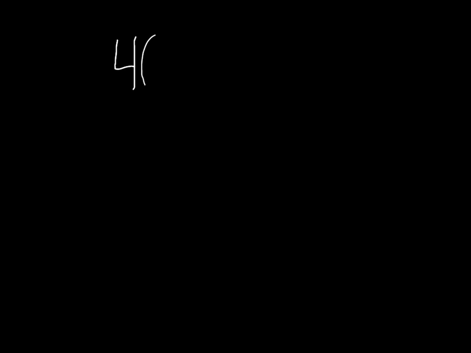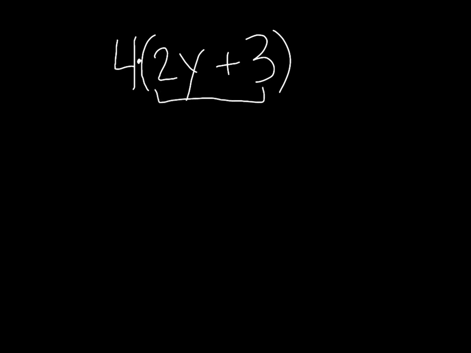We have 4(2y + 3). Now I remember when I have a number right next to the parentheses, that means I'm multiplying. So I'm multiplying 4 times this whole group in my parentheses. Here's my problem though. I don't know what y is, so I need to figure out a way to simplify this where I can still have the variable in my answer. And we use this distributive property idea to do that.